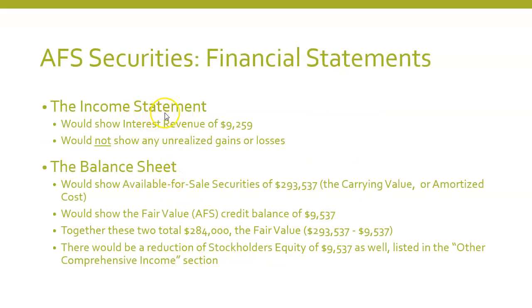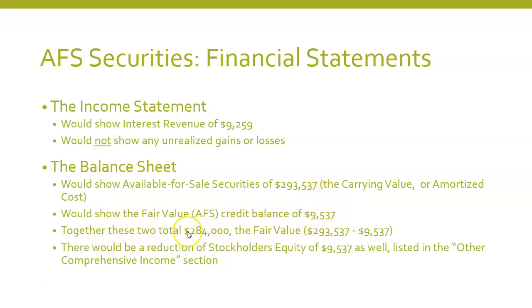On the income statement, we would show the interest revenue of $92.59, which comes straight off that amortization schedule. We would not show any unrealized gains or losses on the income statement. The balance sheet would show the available for sale securities, $293,537. That's the carrying value or amortized cost that we had on the schedule. And we would show the fair value adjustment credit balance of $95.37.